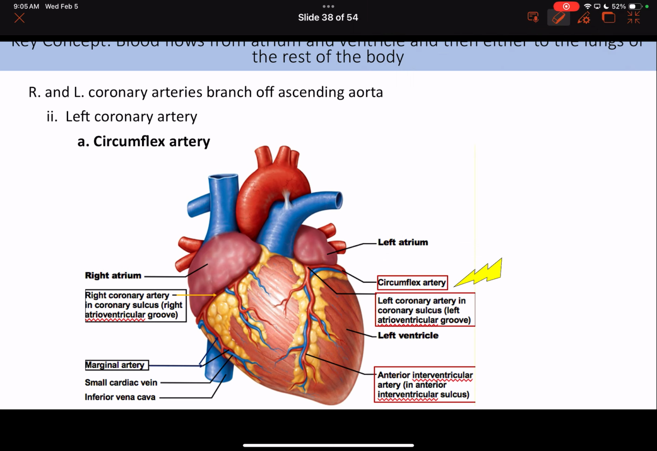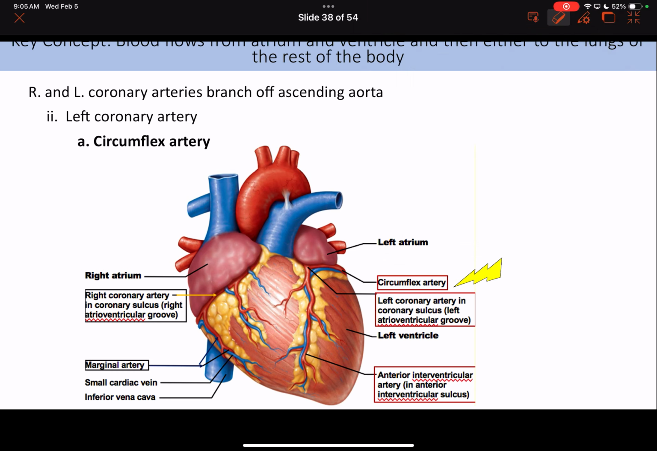All right, questions about those? You'll identify those on the models in lab today. Again, both the right and left coronary arteries branch off the ascending aorta, which is the first part of the aorta. But the right side has what we call the marginal artery, and also the posterior interventricular artery. I'll show you those.